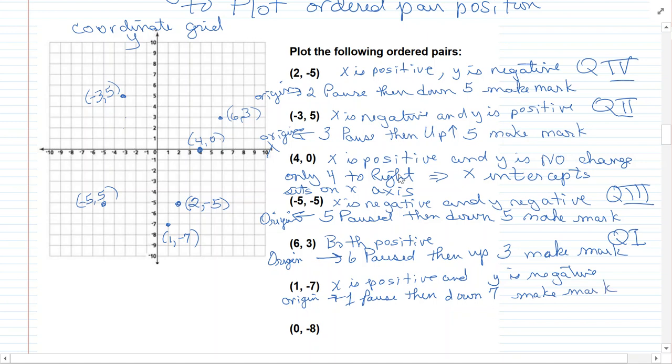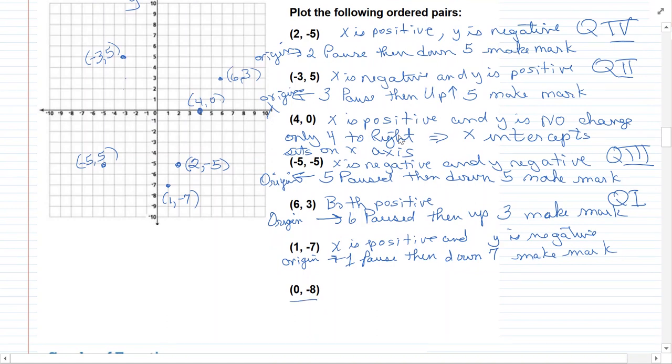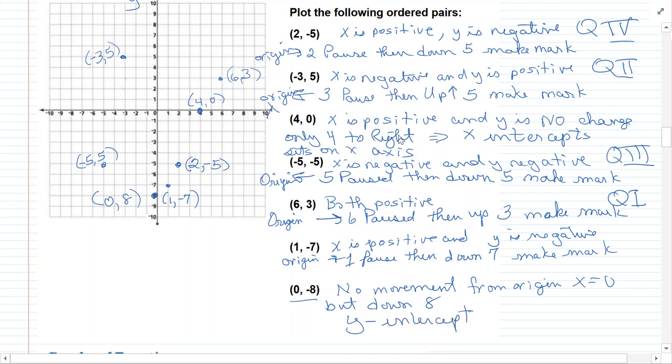All right. And now we're going to have our last one, 0, negative 8. That means no movement from origin, because x is 0. But down 8. So no movement and down 8. I have this number right here. And that is a y-intercept. Y-intercept. It's not in a quadrant.